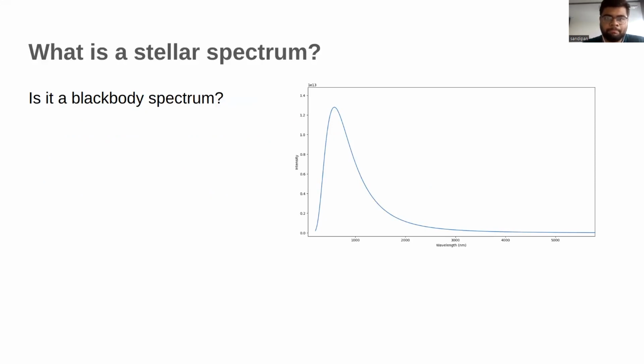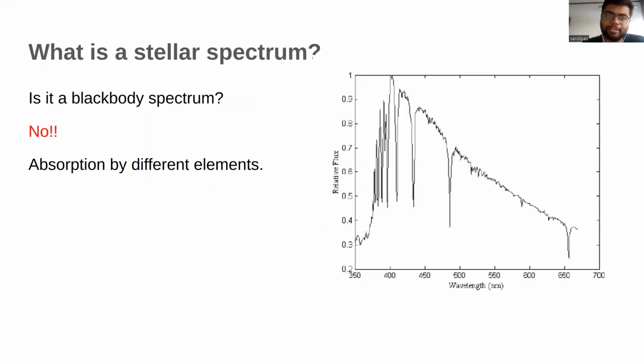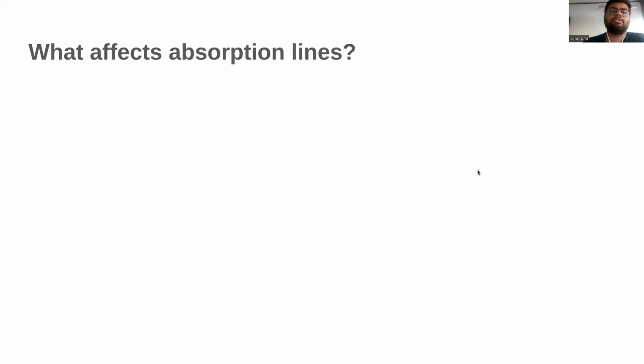But is it a black body spectrum? Well, no, because there are absorption by different elements. And the strong lines that you see here are from the hydrogen, and the weaker ones are from the excited and ionized atoms. So the next question which arises is what affects those absorption lines?